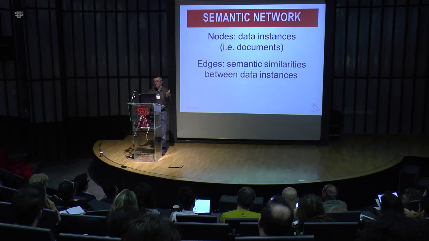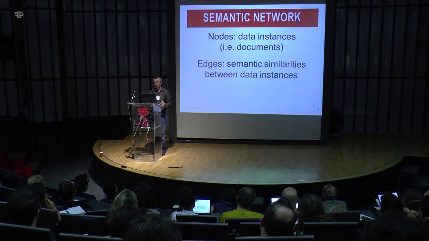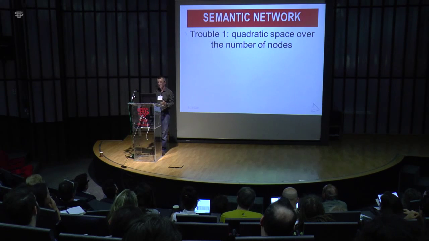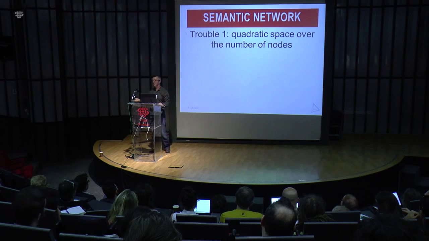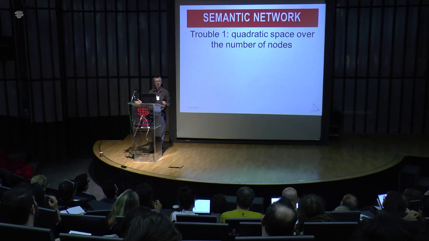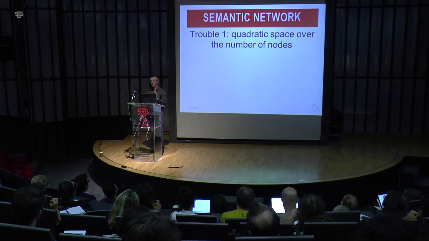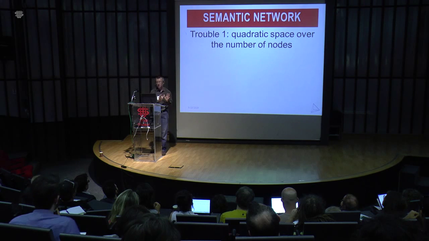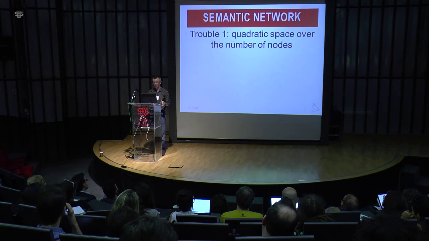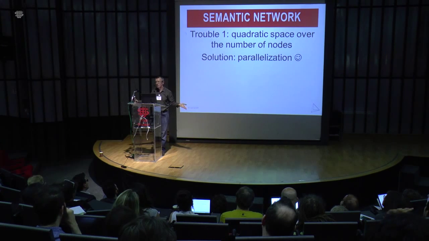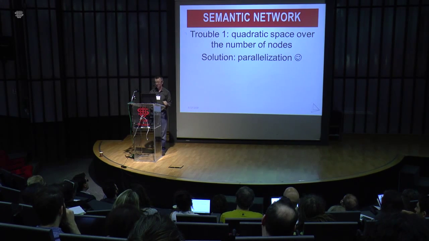How to build this thing? This is what we're doing, essentially. One trouble is that you need to do 7 million by 7 million comparisons. It's 25 trillion comparisons, guys. It's not negligible at all. We are smart enough not to do 25 trillion comparisons, but we're definitely getting into billions. And the solution is parallelization. We are good at it.